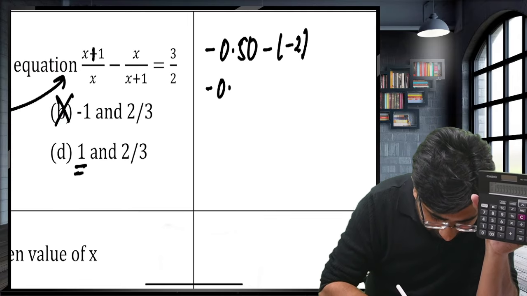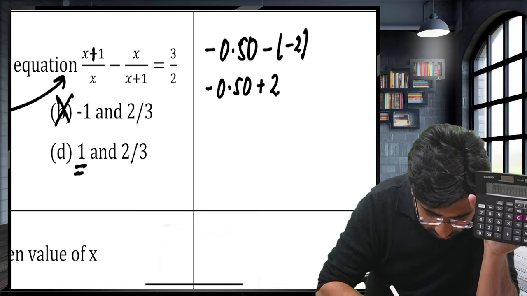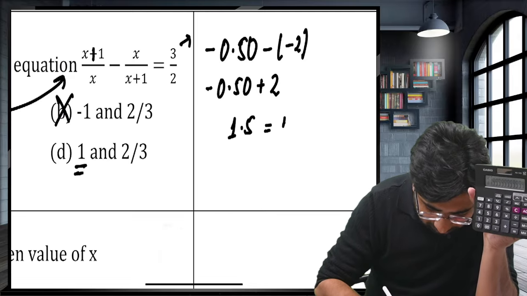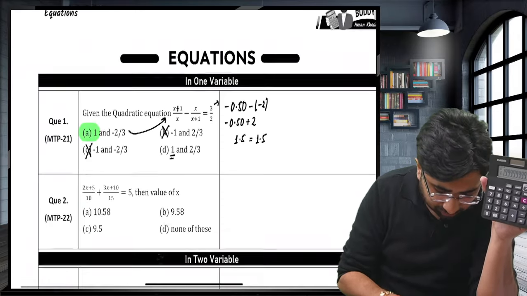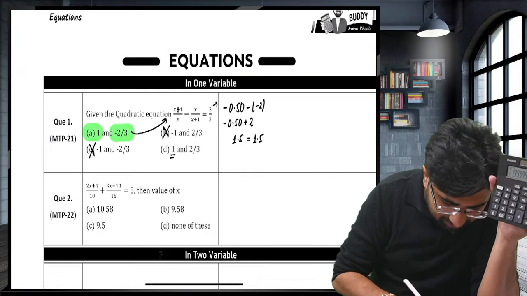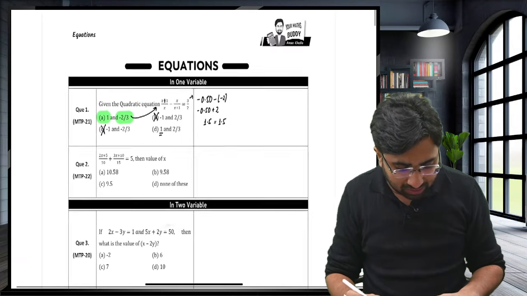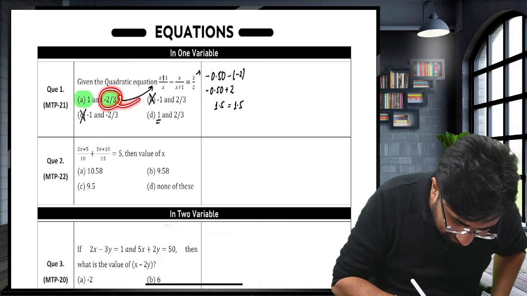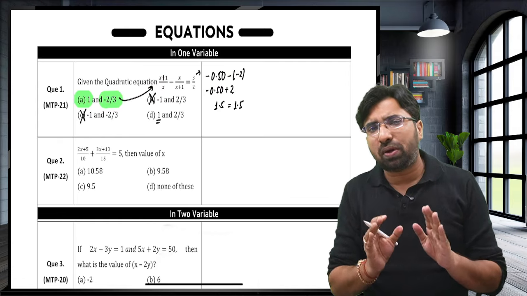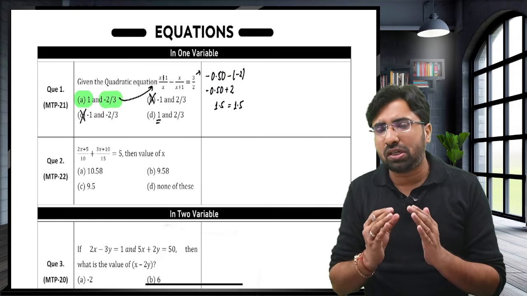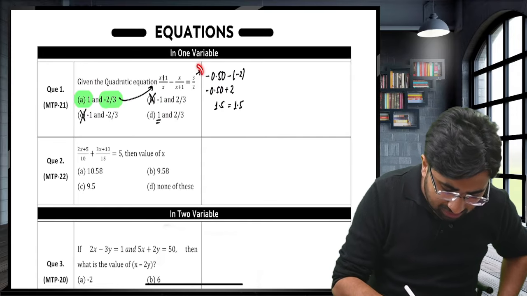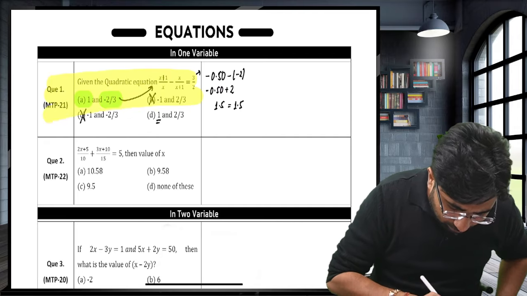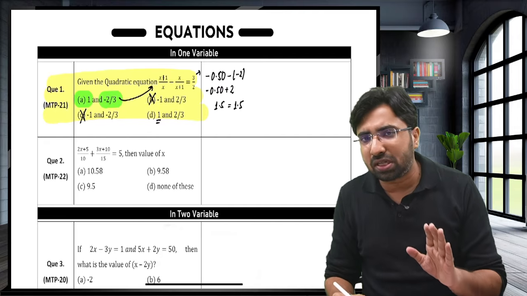If you open the bracket, minus 0.50 plus 2, Aman sir, we are getting 1.5, and 3 by 2 also means 1.5. So can I say here option A gives you LHS equals to RHS. So option A is correct. Rest all the options are wrong. Guys, you have to be very careful when you put minus 2 by 3. Put minus 2 by 3 in decimal, and convert your options' answers into decimal and match LHS equals to RHS.